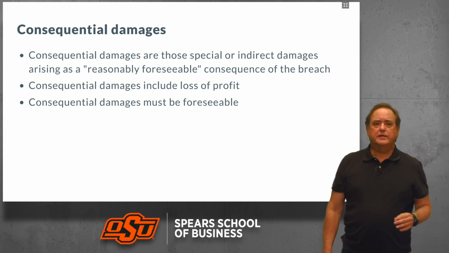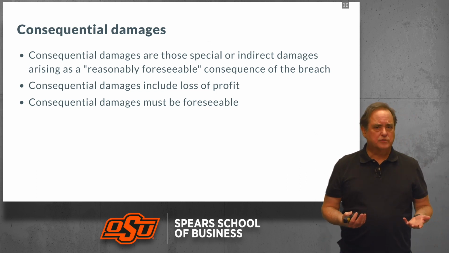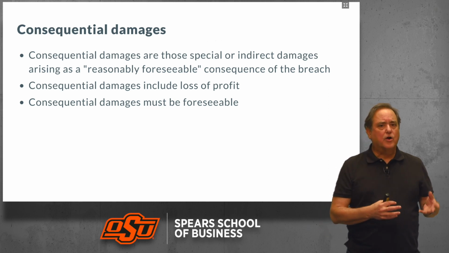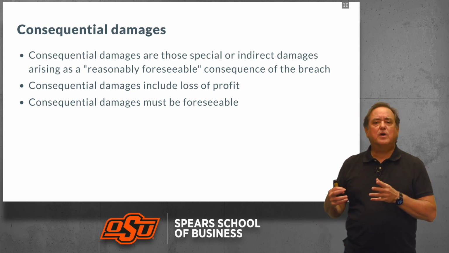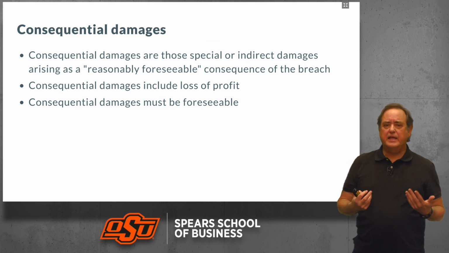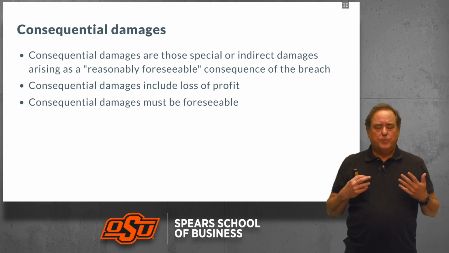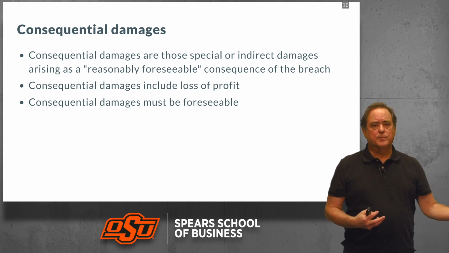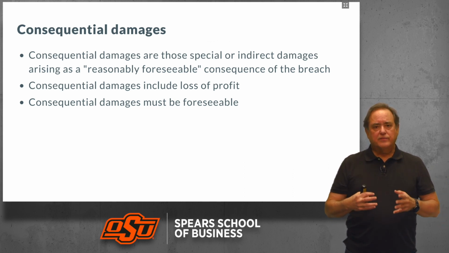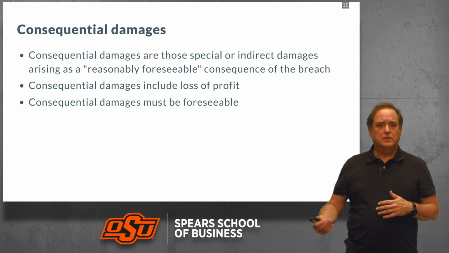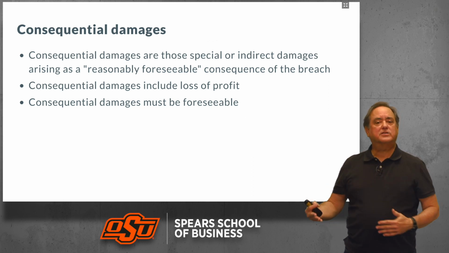The third component of monetary damages is called consequential damages. Consequential damages are the damages that flow from a breach. They occur as a reasonably foreseeable consequence of the breach. And for our purposes, we'll primarily see it in loss of profit. So if you are a buyer and the seller breaches, you have lost out on the ability to resell those goods out into the marketplace, and you have suffered a loss of profit.